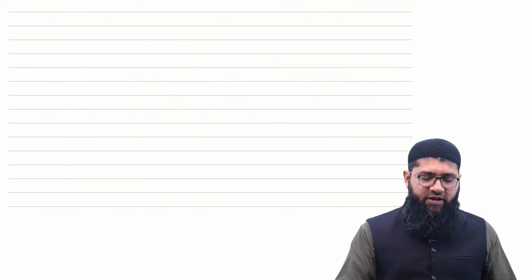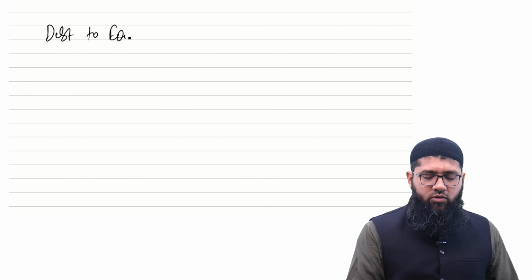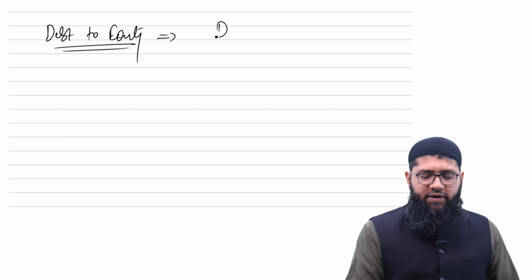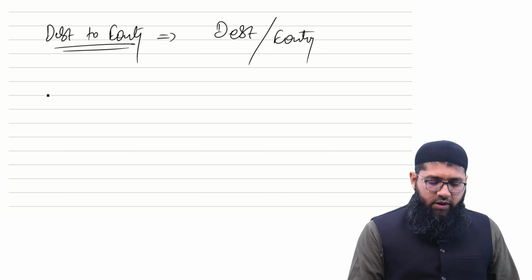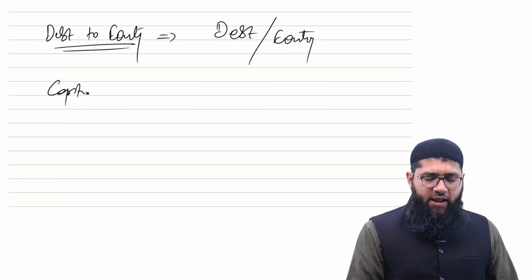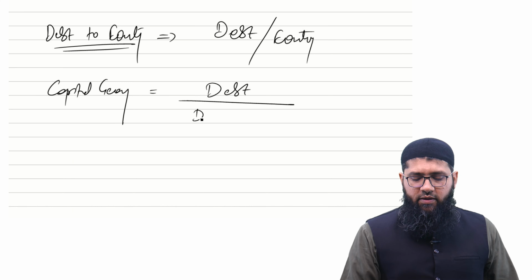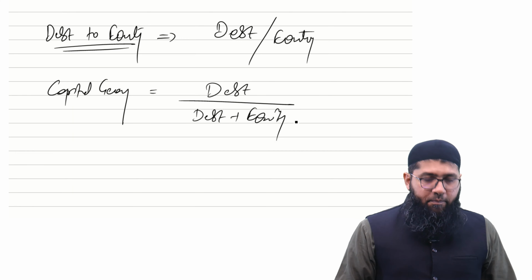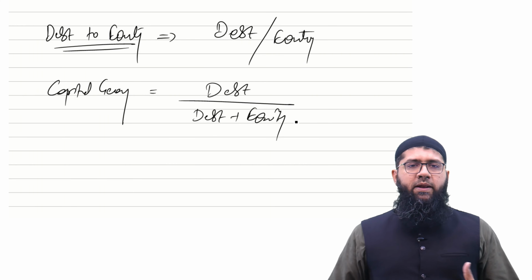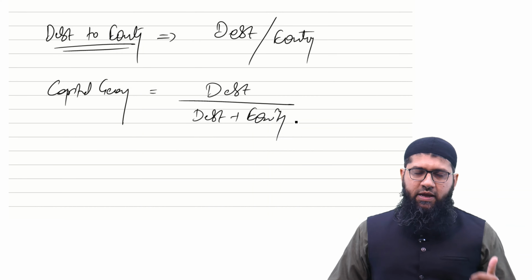Now let's talk about the financial gearing. You have got different types of ratios. One of them is called the debt to equity ratio, which is simply debt divided by equity. If I talk about the capital gearing ratio, how do we calculate the capital gearing? It's simply debt divided by debt plus equity. These are the ratios which show you debt as a proportion of total capital, debt as a proportion of the equity.